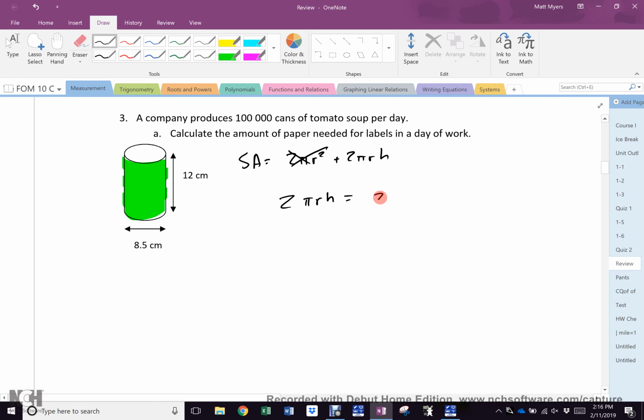So what is that? 2 pi, what's r? 4.25. What's height? 12. So that is 2 times that is 8.5. 8.5 times 12 is 102 pi, correct? For 1 can. How many cans does a factory make in a day? 100,000. So what do I do with that number? I multiply by 100,000, which means I need 5 zeros. 102 and 1, 2, 3, 4, 5 zeros. Pi.